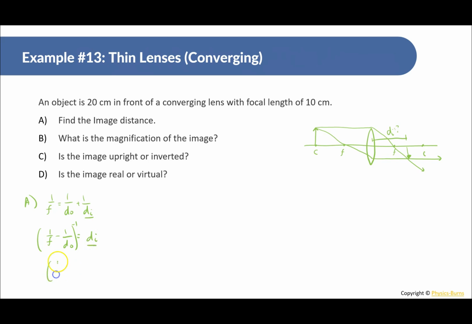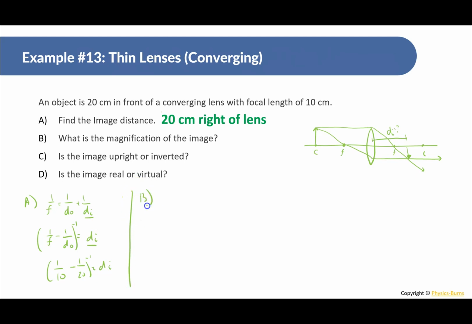So let's just plug this in, 1 over f, which is 10. Since this is a converging lens, that means that the focal length is positive. Minus 1 over distance of object, which is 20, is equal to distance of image, the inverse of that. So let me put that in my calculator. And we get 20 centimeters, right, on the opposite side of the lens. Okay.